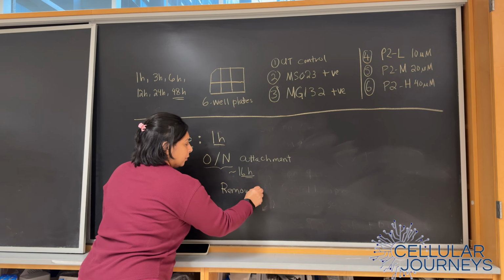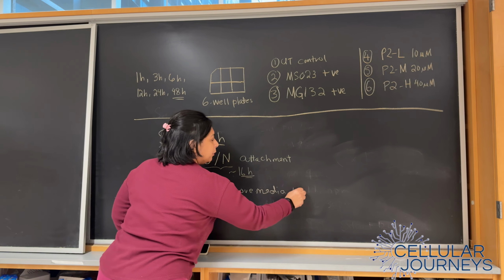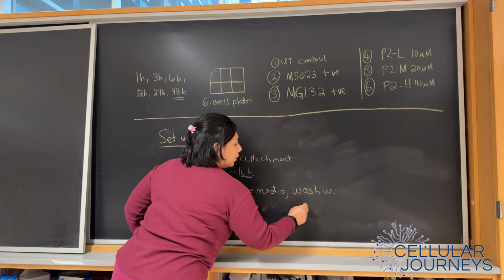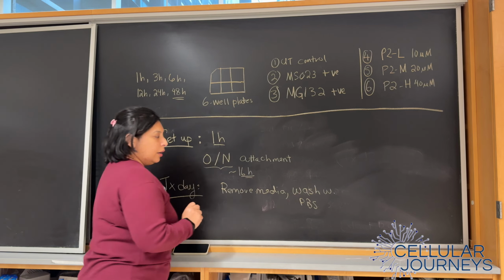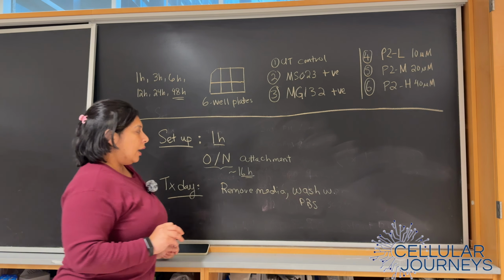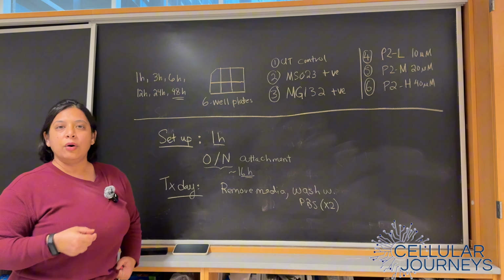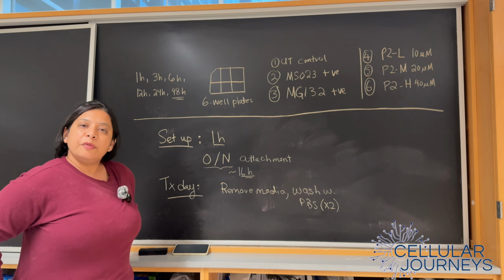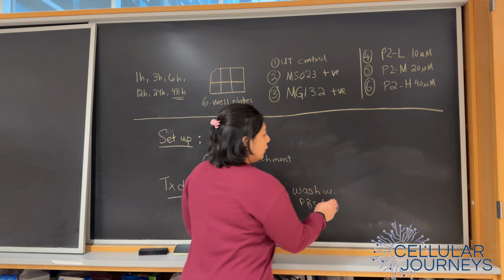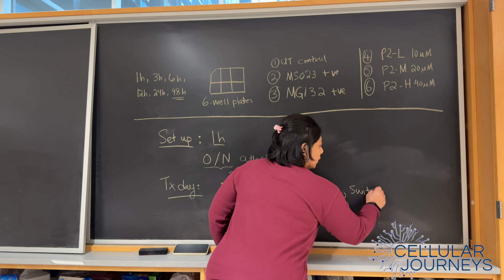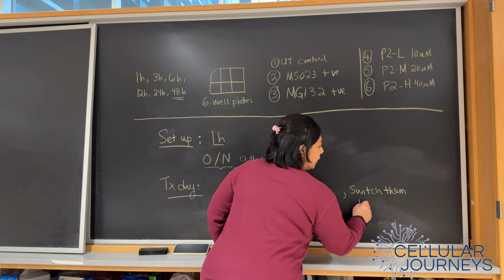You will then wash them with PBS to remove residual serum proteins from them. And you can do it once or two or even 3 times, depending on how much of that serum you want to remove. And then you're going to switch them to treatment media.